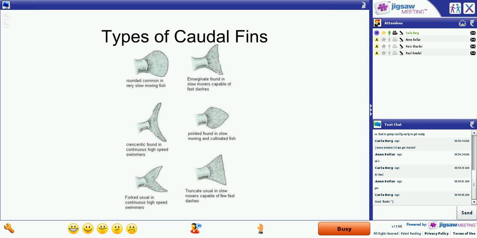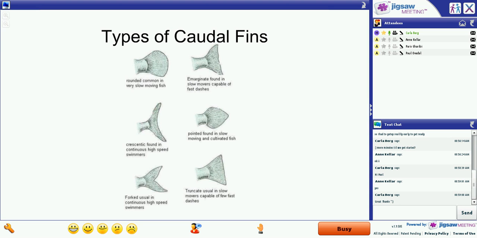Okay, let's try another one. Okay, what type of fin is found in high-speed swimmers? There are a couple of different answers you could have here. Now, the shape of their fin, while you guys are thinking, helps them move water differently, which is why different shapes of caudal fins allow a fish to move differently in the water.